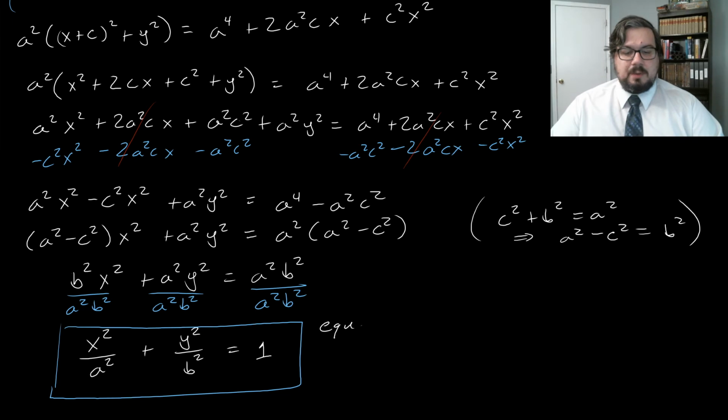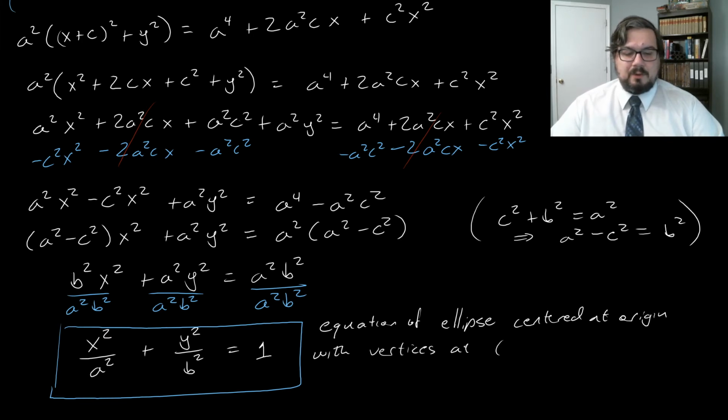So this is the equation of an ellipse centered at the origin with vertices at the points a, 0, negative a, 0, 0, b, and 0, negative b.